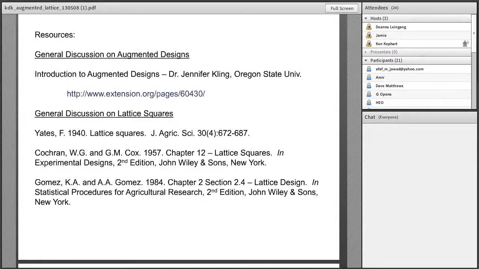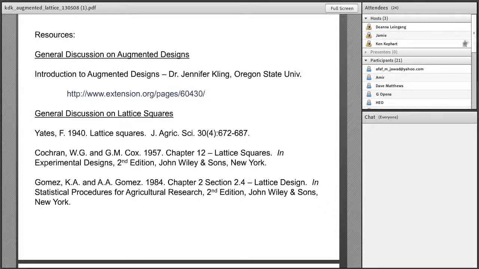I'm going to be discussing an augmented lattice square today, and that is like most of our augmented designs. The augmented lattice square is a derivative or an extension of the basic lattice square experimental design. And if you're interested in looking for information from the standpoint of using that design or deploying that design, I provided some citations there.